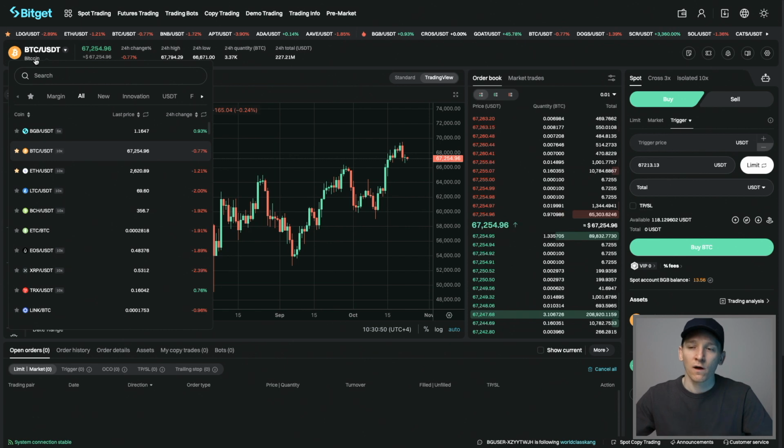And so for most of the time, people will trade against US dollar stablecoins like USDT and USDC. These are one for one with the dollar. So if you're holding USDT, that's essentially like holding dollars, right? It's crypto dollars in your Bitget account.